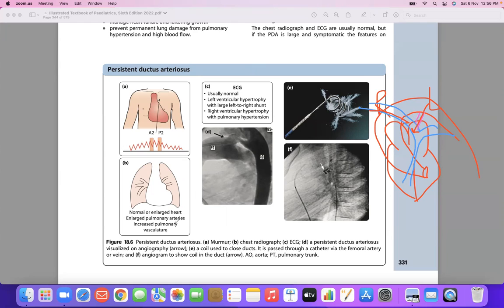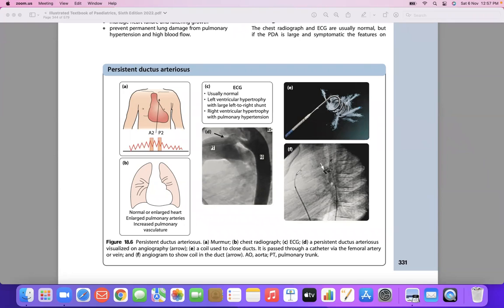Since more blood will go to the lungs, you will have enlarged pulmonary arteries and increased pulmonary vasculature. In turn, from the lungs the blood will come back to the left atrium and then the left ventricle. So again, there will be left ventricular enlargement. As more and more blood is shunted to the pulmonary artery, there will be pulmonary artery hypertension. This will cause right ventricular hypertension. So to start with, they may have left ventricular, then right ventricular, so they will have biventricular hypertrophy.